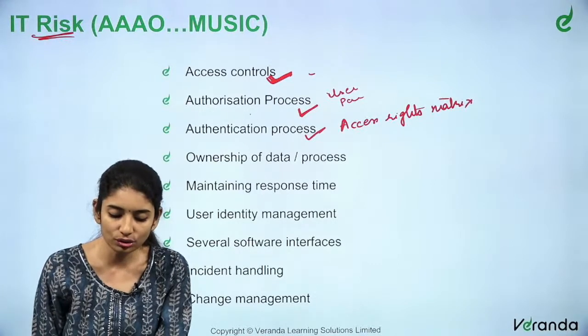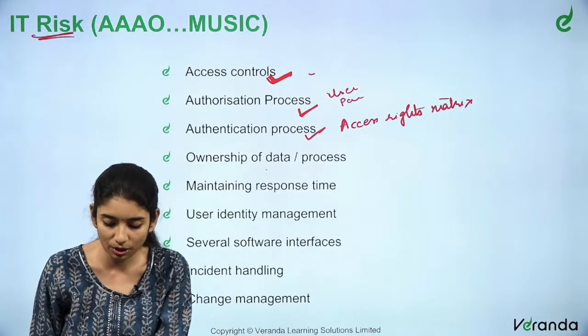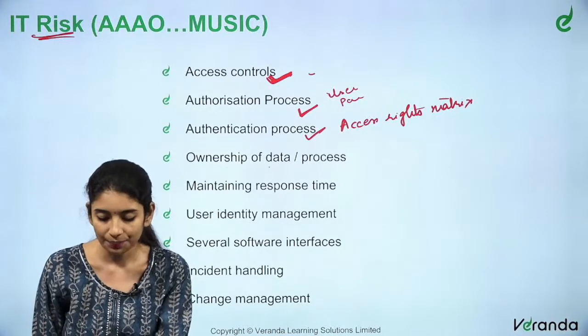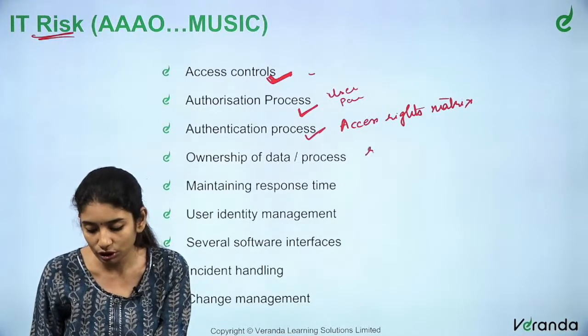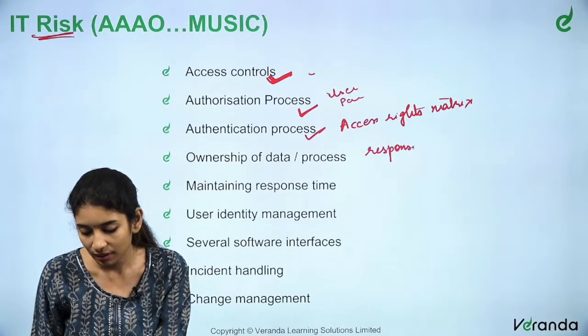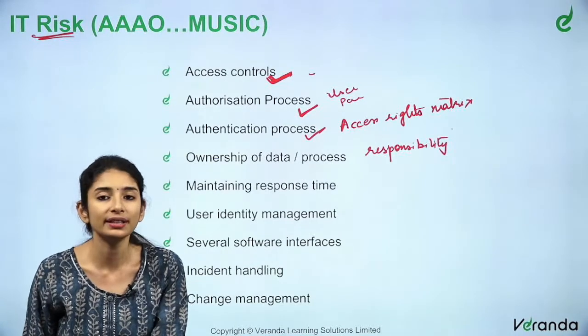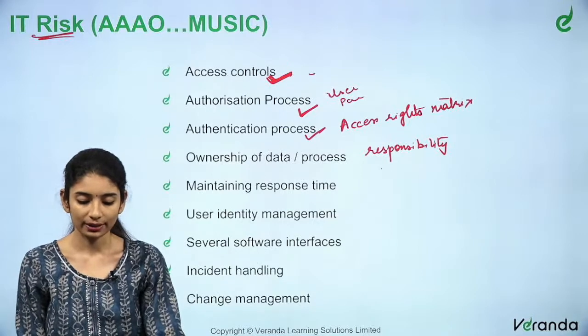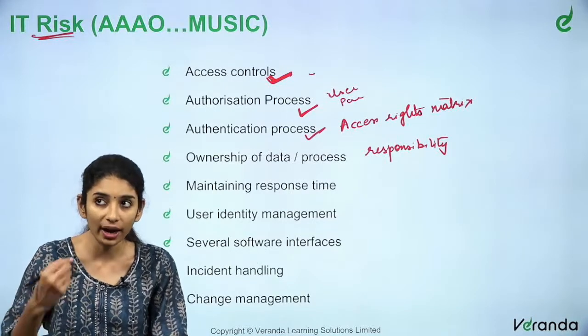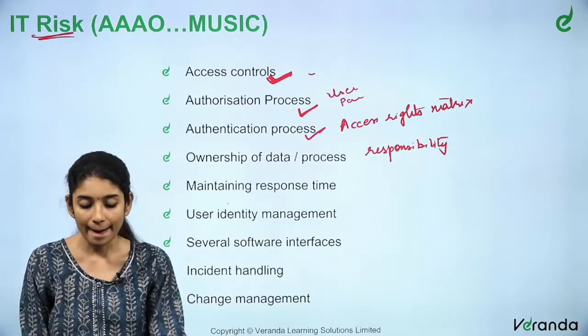Okay, access controls, authorization process, authentication process, ownership of data. Define ownership of data so that you can understand who is responsible for it, and establish responsibility and accountability. You can establish that if you understand and define the ownership of data.